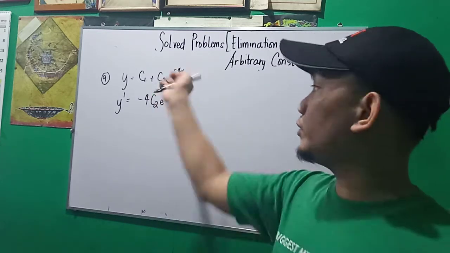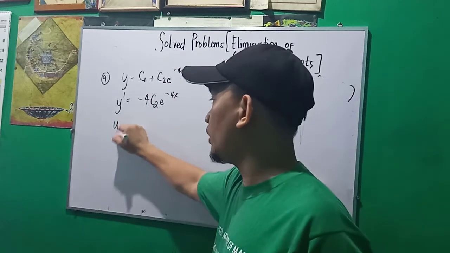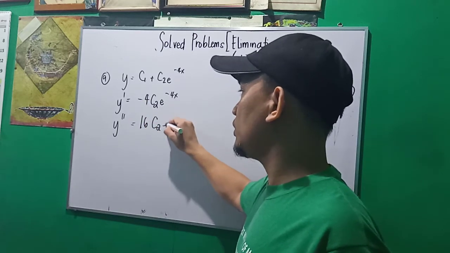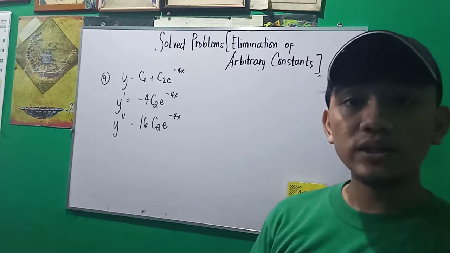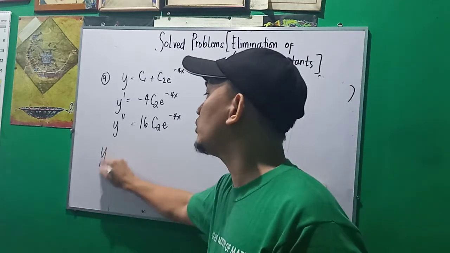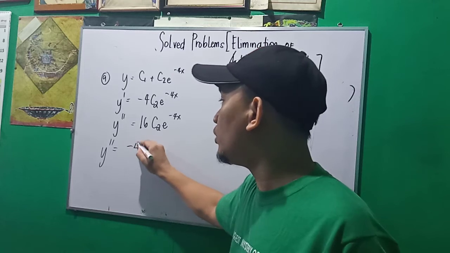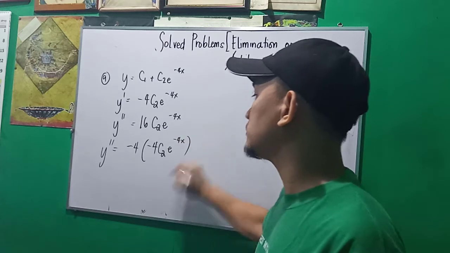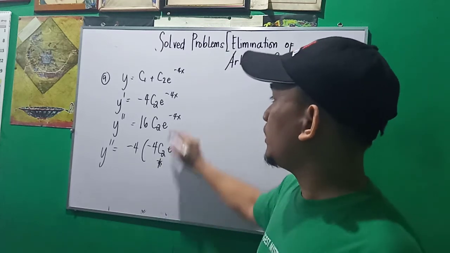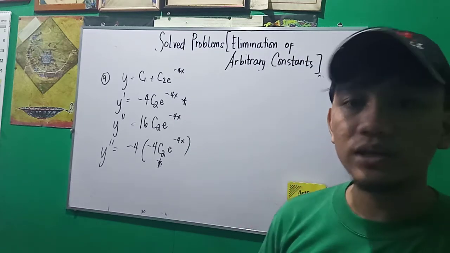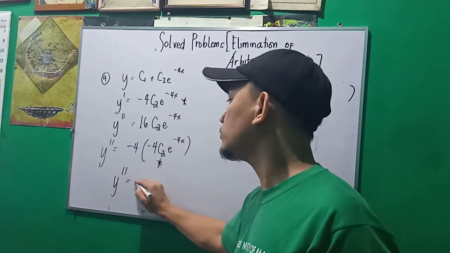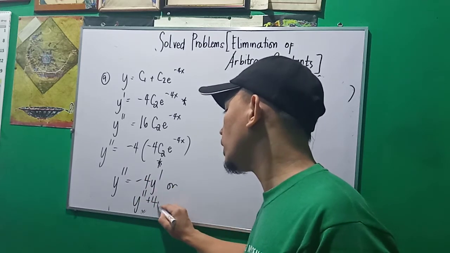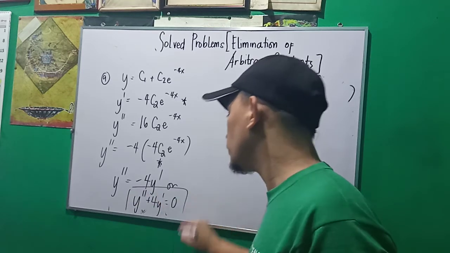Dalawang derivative kasi dalawa yung constant natin, mga Lodi. So, that is y double prime. Negative 4 times negative 4, 16 C2 e raised to negative 4x. So, yung ginawa natin kanina, ganyan din, mga Lodi. So, that is y double prime is equal to negative 4 multiplied by negative 4 C2 e raised to negative 4x. Bakit ganyan, Sir IJ? Kasi ito equal dito. Tama ba, mga Lodi? Therefore, y double prime is equal to negative 4 y prime or y double prime plus 4 y prime is equal to 0. Okay?